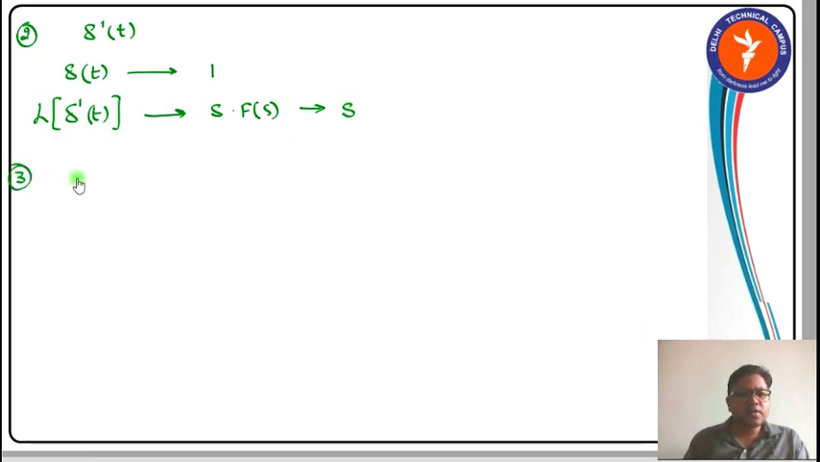Let us perform the next numerical, e raised to power minus at into sine omega t. Now we have to calculate its Laplace transform.